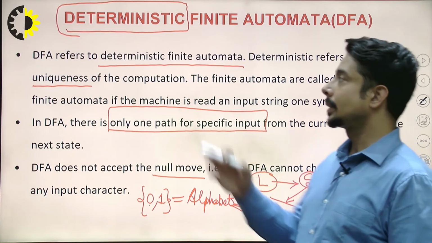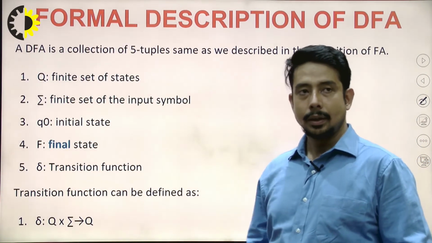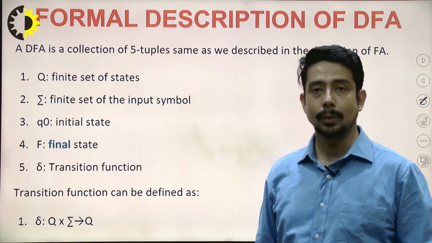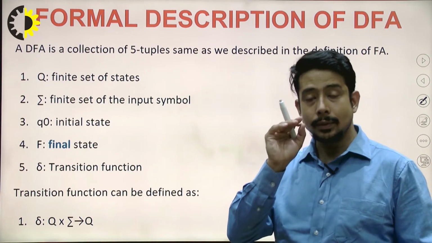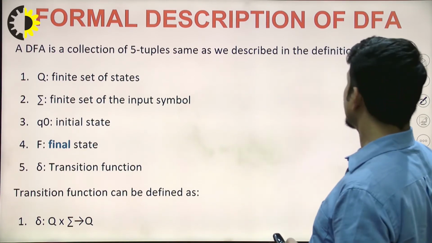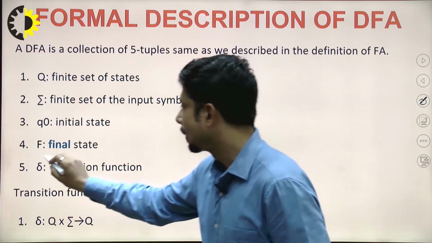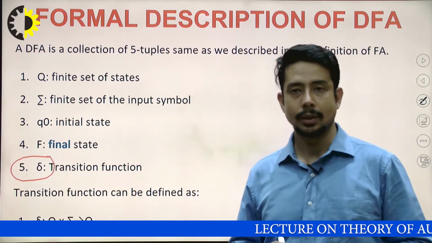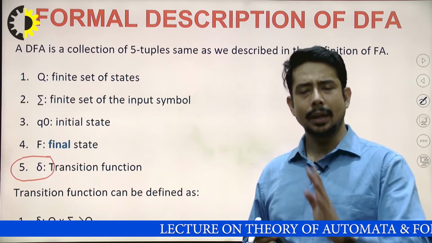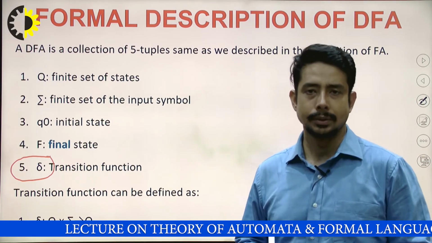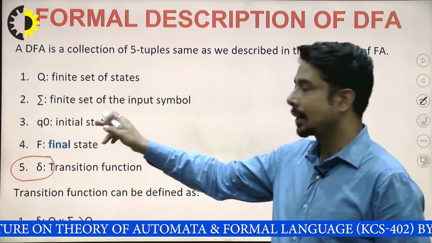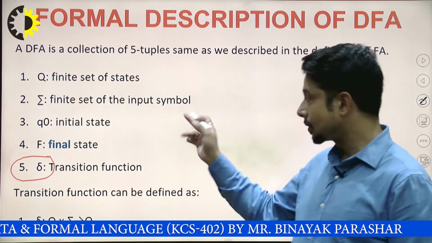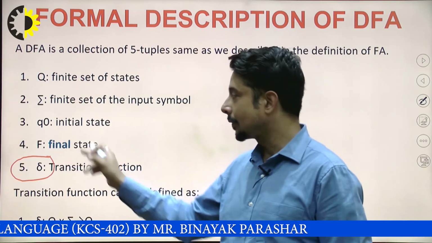Let's check it out. What is the formal description of it? The formal description is exactly similar to what you have learned in finite automata. Only the difference lies in the transition function. Finite automata, DFA, NFA all comprise 5 tuples. That is Q, a finite set of states, sigma, a finite set of input alphabets or input symbols, Q0 is the initial state, F is the final state.